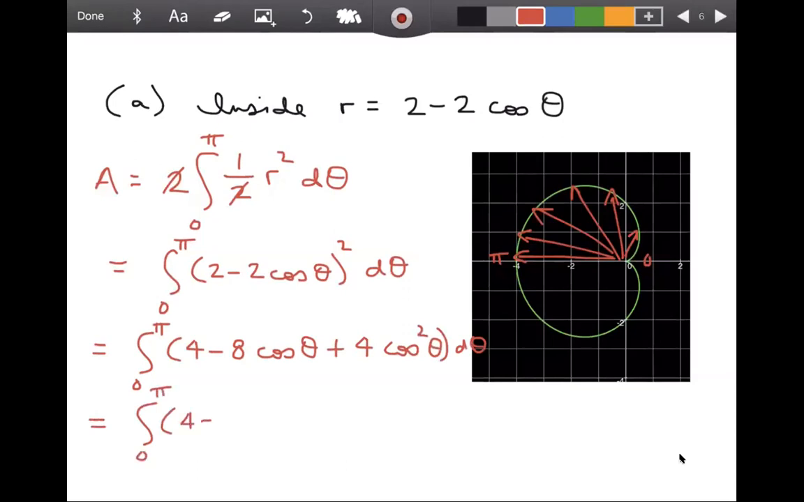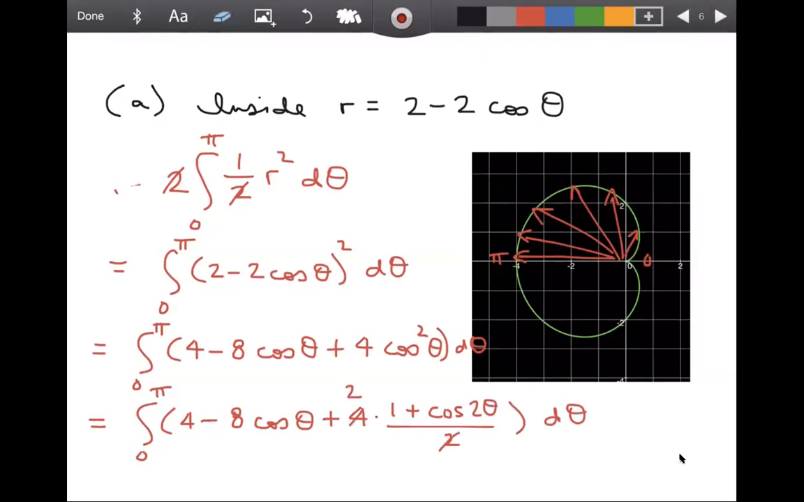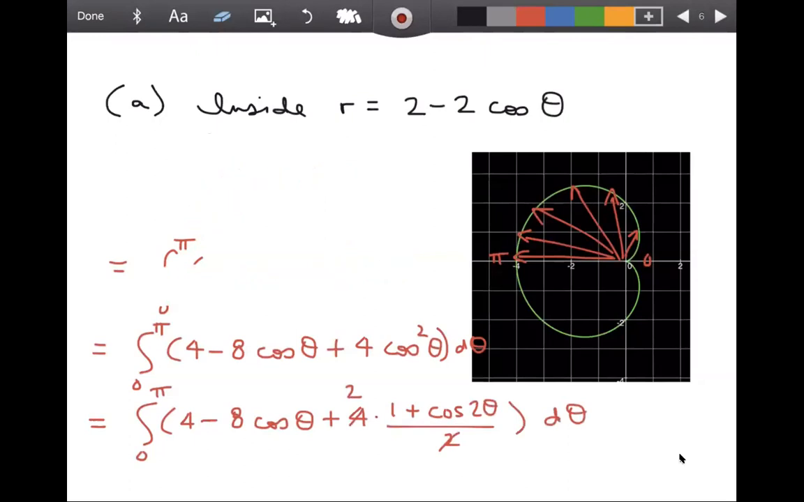So we're going to have 4 minus 8 cosine theta. And now I'm going to replace this cosine squared theta with 1 plus cosine 2 theta over 2. All right, so now I can divide 2 into 4, which goes 2 times. And I guess I will go up here. I don't know what I was thinking. I should have left a blank slide for this one.